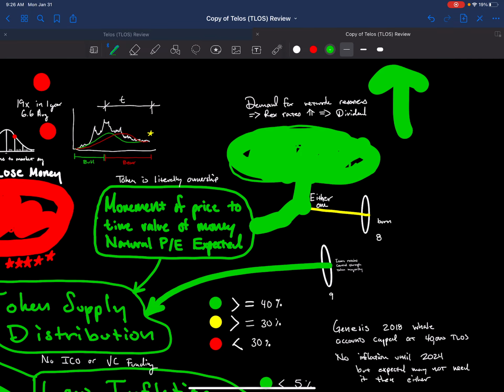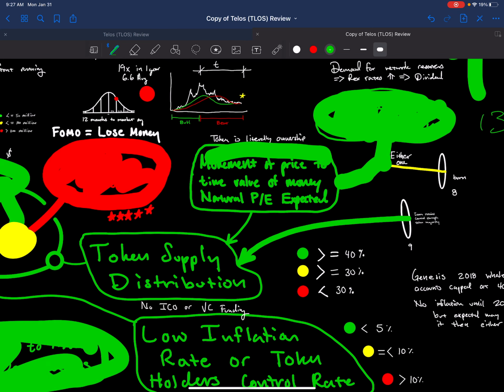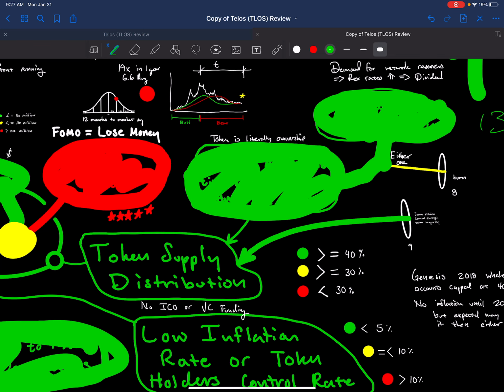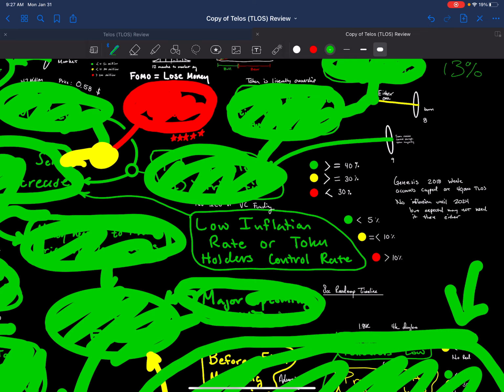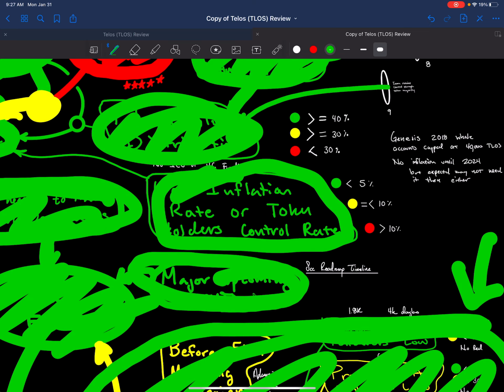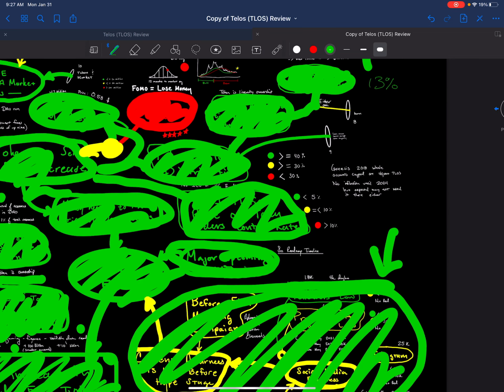And right now, the returns on that is about 13%. It runs at that number. Okay, so the token is literally ownership. So the success of the platform is tied to that. So the token distribution is not as important because it is ownership. And the inflation rate is controlled by the DAO. So as a token holder, you have a voice in monetary policy.